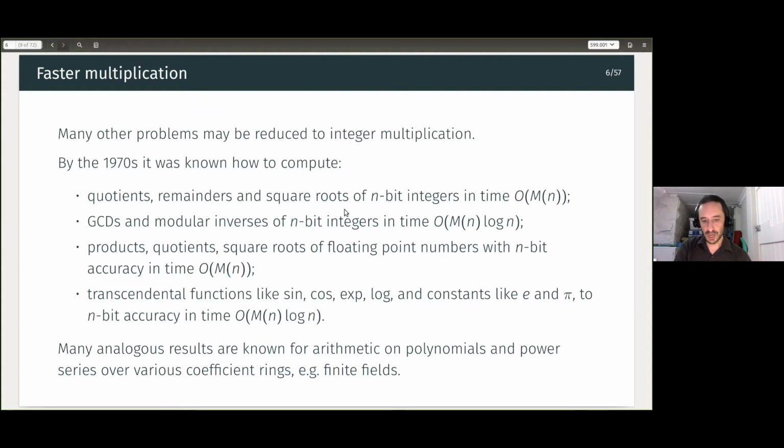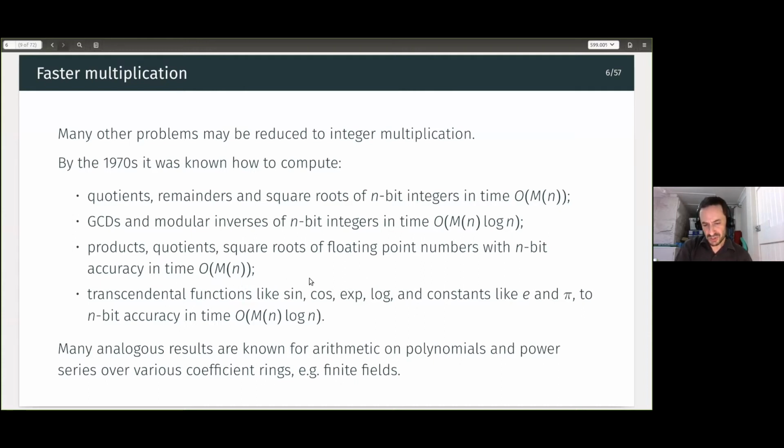You can compute integer parts of the square root of an integer. You can compute GCDs quickly too. You give up a log n factor when computing GCDs of n-bit integers. You can also do floating point arithmetic. So if you're doing arithmetic on real numbers with n bits of precision, you can compute products and quotients and square roots and so on, all in the same running time of M(n).